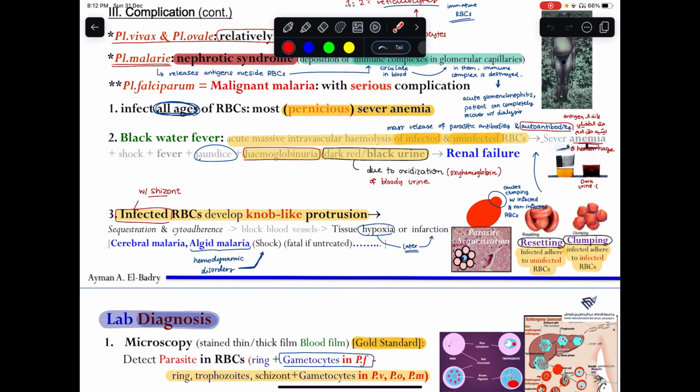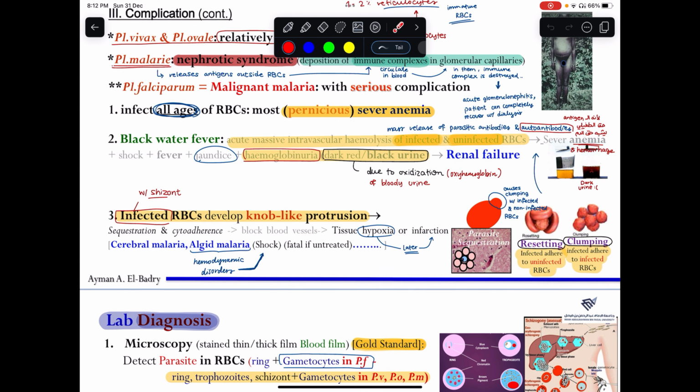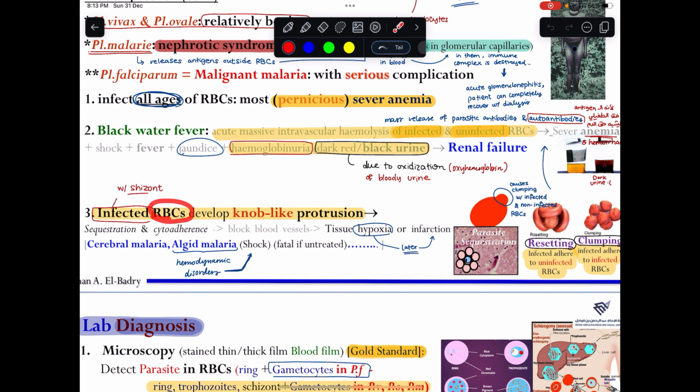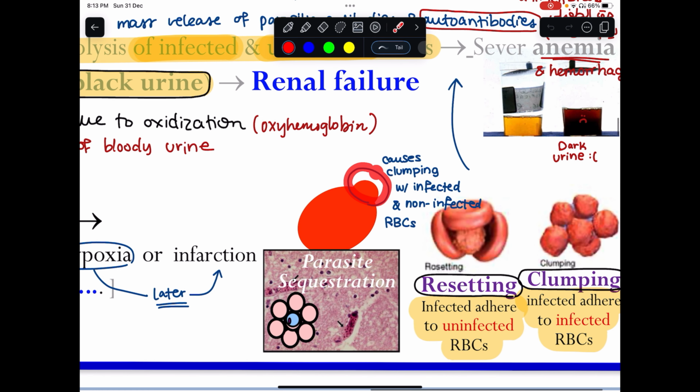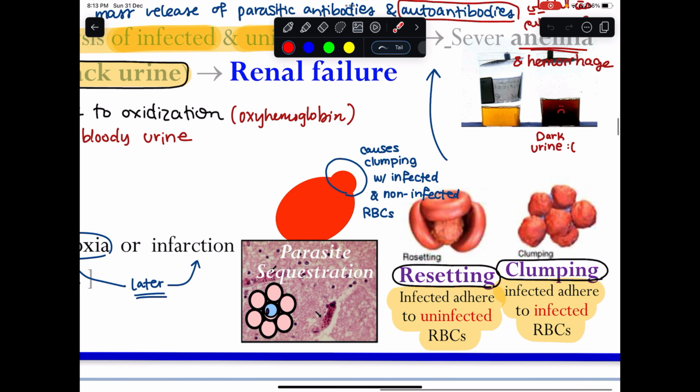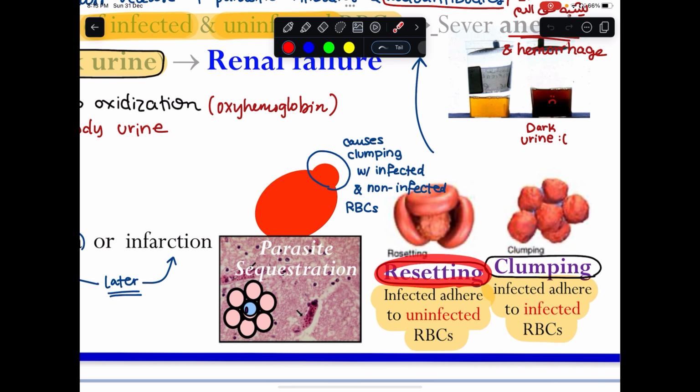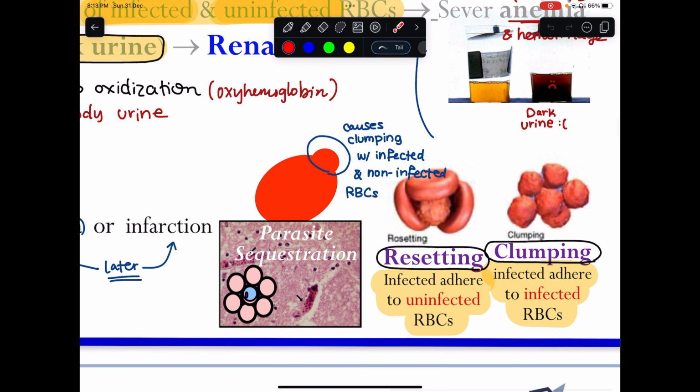And lastly, it affects the RBCs, so they have this knob-like protrusion. What's this going to do? This is going to cause both rosetting and clumping of the RBCs. Rosetting happens when the infected adheres to the uninfected, so they look like this, and clumping is when they're all infected.